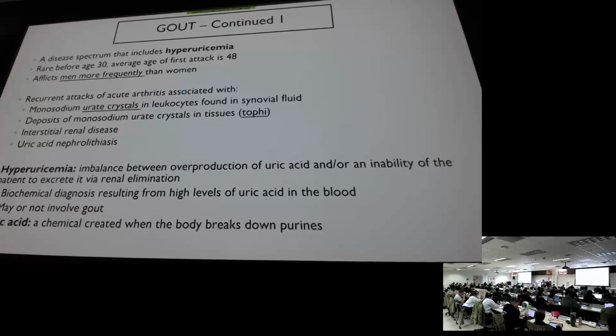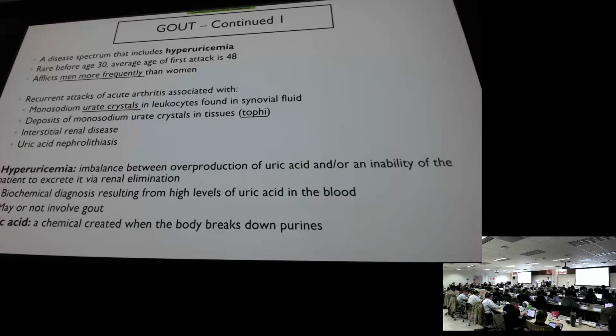And gout is from recurrent attacks of urate crystals in the synovium. So monosodium urate crystals are in the tissue. That is the definition of tophi. You need to know that. When you get those monosodium urate crystals from increased uric acid in the blood, and they start to form in the joints, that's called tophi. You can also develop interstitial renal disease from it, and you can get some stones in the kidneys from that increased level of uric acid leading to a deposition of the urate crystals in the tissue.